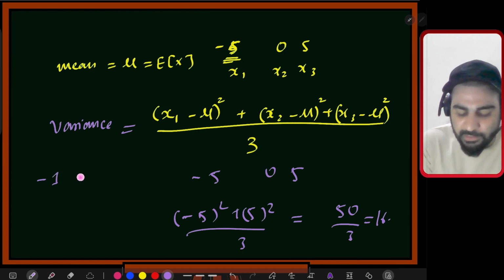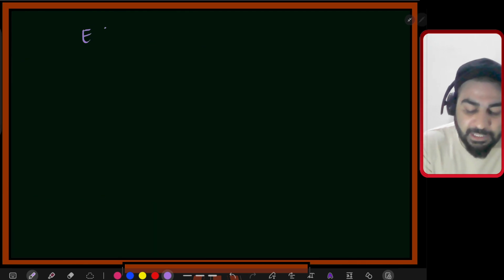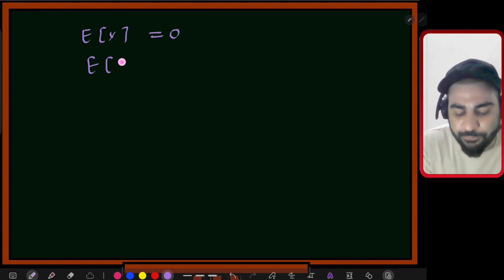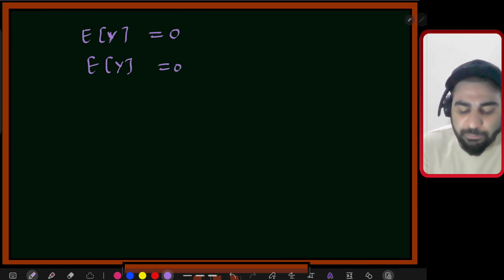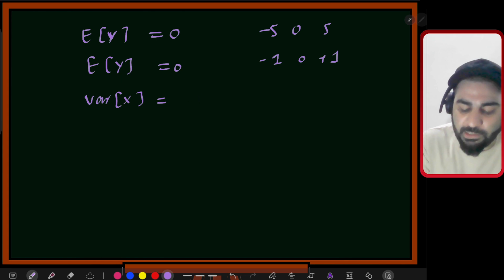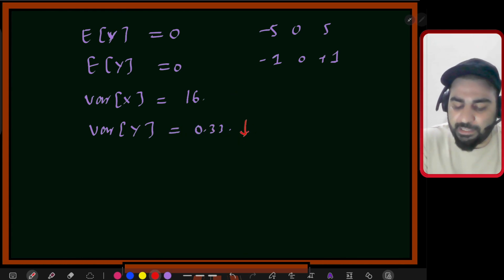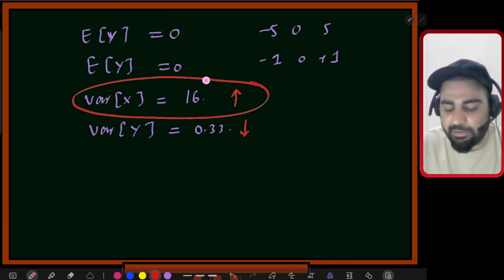Now if you have -1, 0, and 1, the mean value is 0. Again, you'll get (-1)² + 0² + 1² divided by 3. So you'll get 2/3, which is about 0.67. So the expectation of x was 0 and the expectation of y was also 0. But you saw the variance of variable x, where the data is -5, 0, and 5, and y, where the data is -1, 0, and +1. The variance of x was 16 point something, and the variance of y came out to be about 0.67. You see that this number is low and this number is pretty high, and this tells us that the random variable x has high variance.